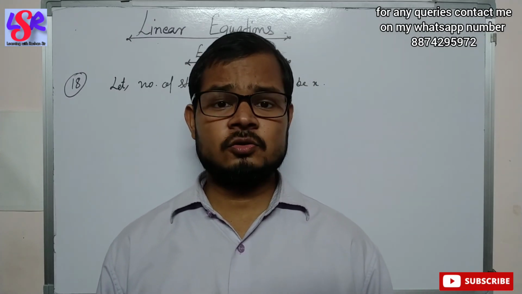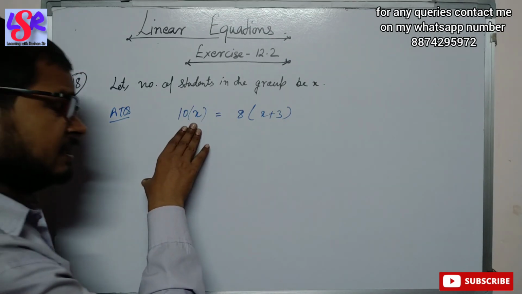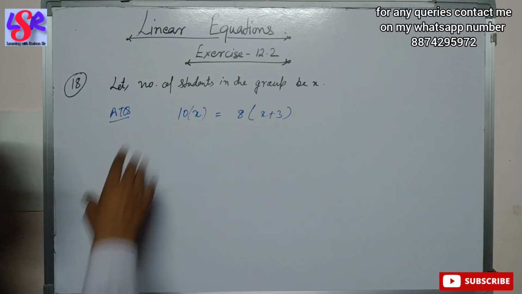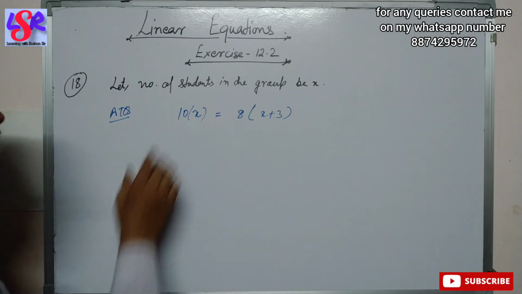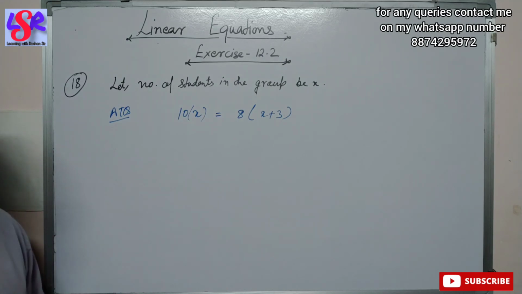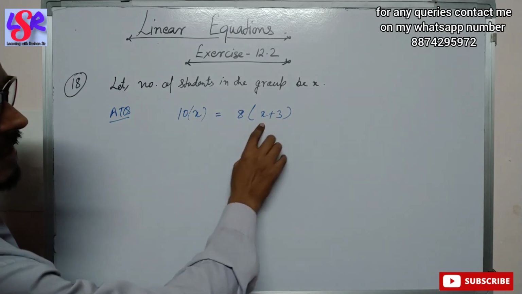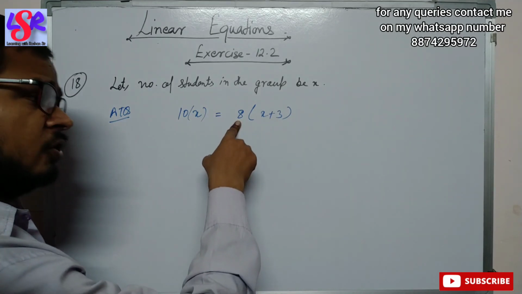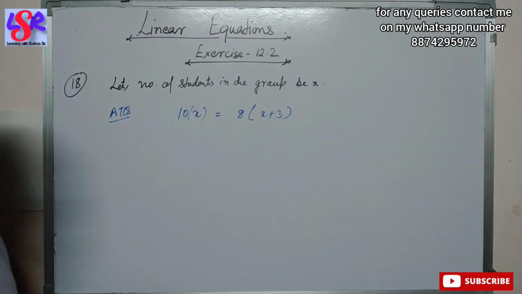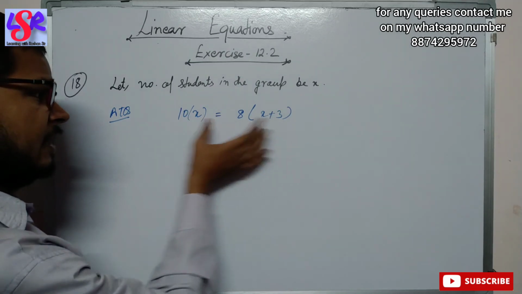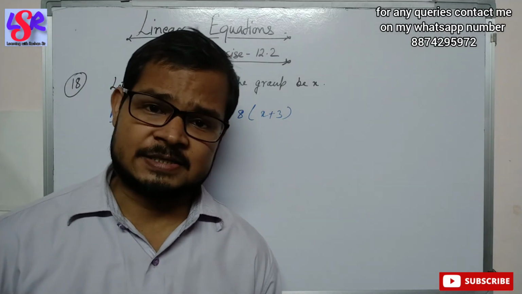So according to the question 10x equals 8 into x plus 3. This x is the number of students in the group and this 10 is the price paid by each student to book the boat and this 10x is the actual price of the booking of the boat. Now here in this case the students are increased by 3, that is x plus 3, and the contribution of each child is decreased, but as they are going to book the same boat, their price is the same and they have been equated. Now we are going to solve it to get the value of x.